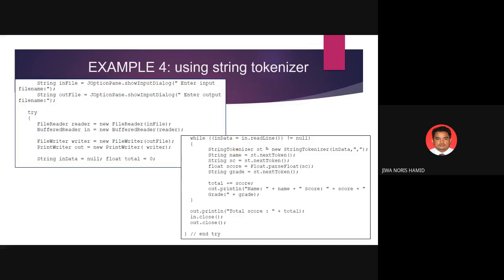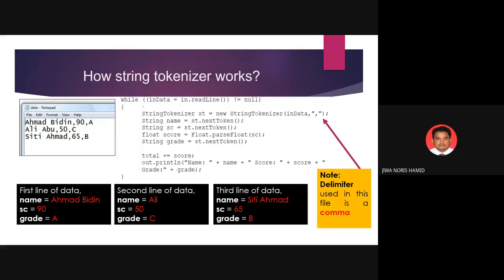String tokenizer ST equal to new string tokenizer in data. In data is the data, one row of data, like this one. So in data is Ahmad Bidin, 90, A. And when you use a comma like this, in data, comma, it means every time it sees a comma, it will split the data.